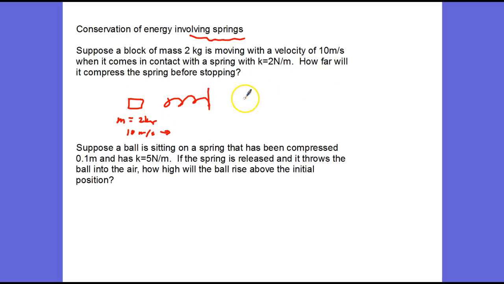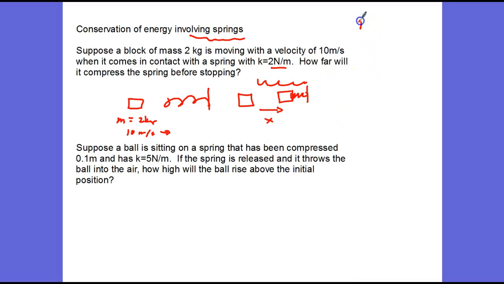So this is before anything happens. Then that spring gets compressed. As the block moved, the spring was out here. When the block hit it, the block compressed the spring a distance x. How far will it compress the spring before stopping? The spring constant is 2 newtons per meter.